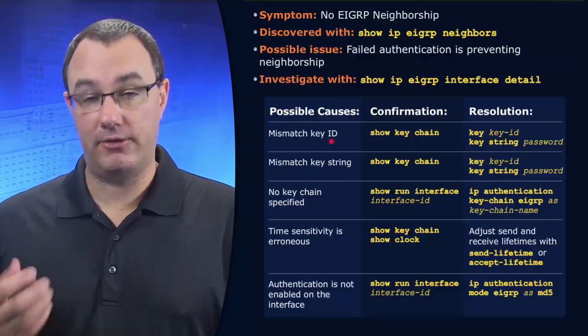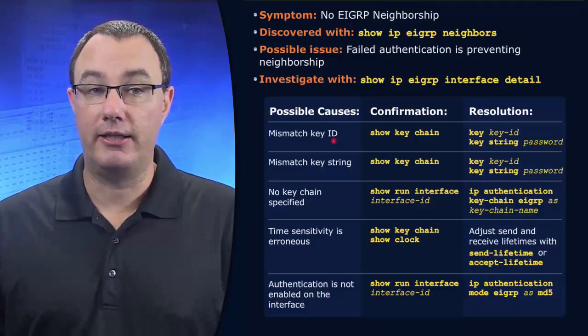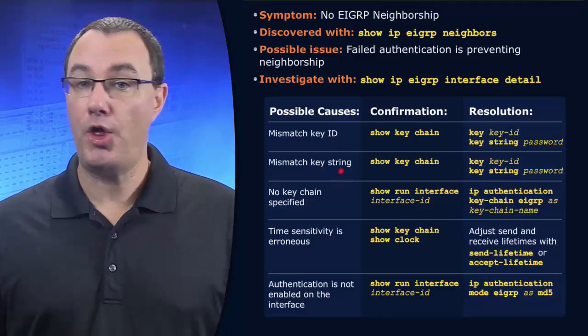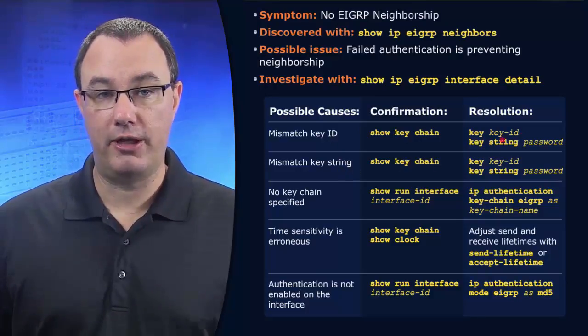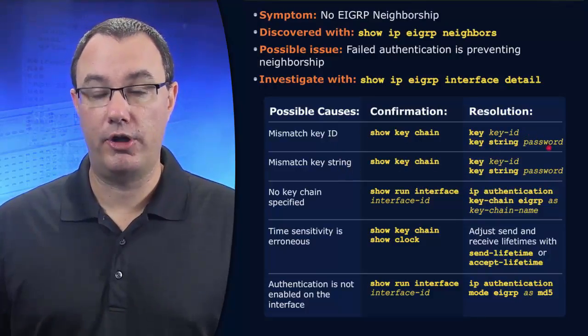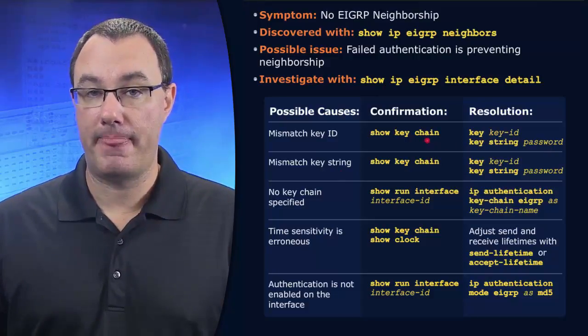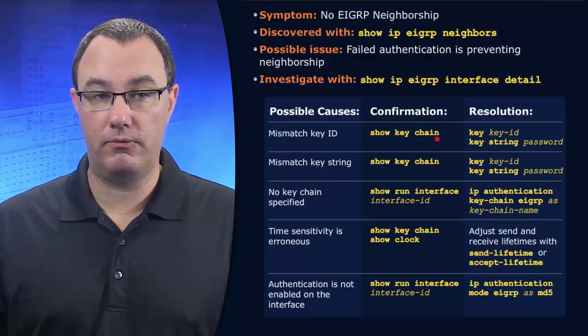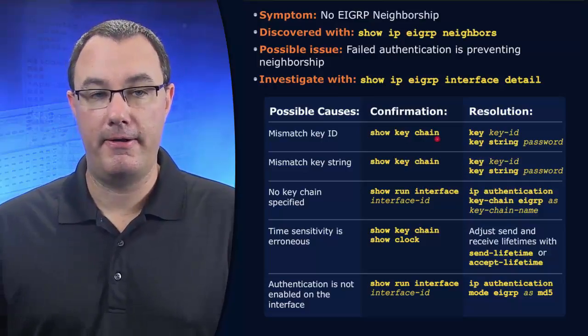Now, EIGRP insists on MD5 authentication, which takes two values, the key ID and the key string. Those have to match. So you would just make sure that your key ID and your password are matching between both devices, and show keychain will help you view what you're configured locally. And you can also do show running config.